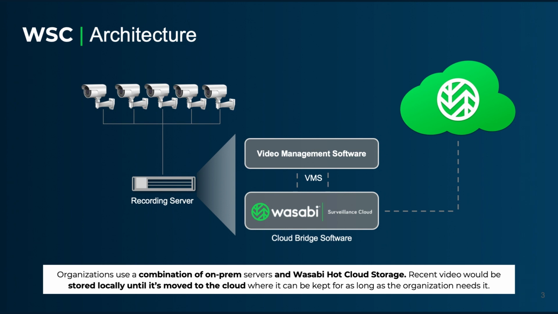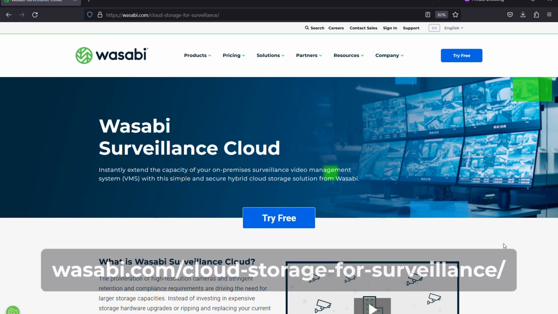Now, before we get started, all you need is an email address to sign up for the Wasabi Surveillance Cloud account and a Windows machine to install the Wasabi Surveillance Cloud software. You can find the minimum system requirements for the Windows machine as well as all the installation instructions at this link. All right, let's get started.